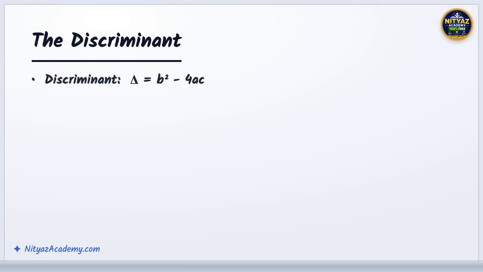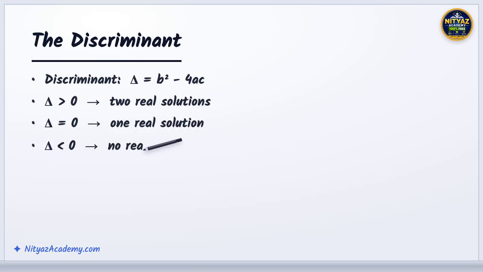The part under the square root, b squared minus 4ac, is called the discriminant. It tells you how many real solutions to expect before you finish. If it's positive, there are 2. If it's exactly 0, there's 1. And if it's negative, there are no real solutions. The SAT loves to test this.